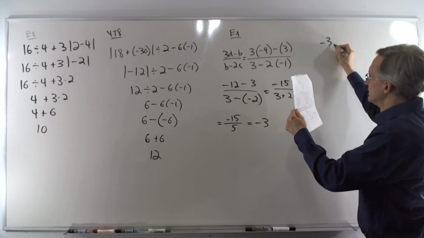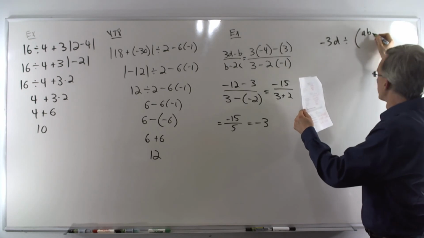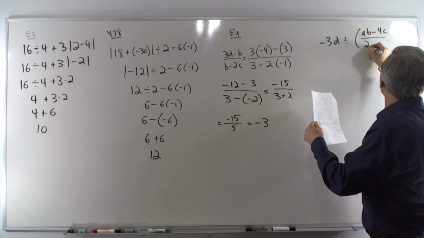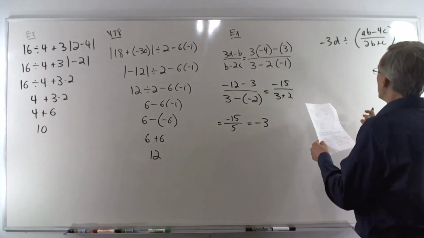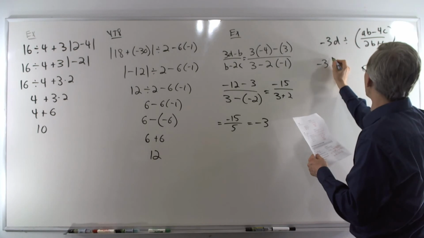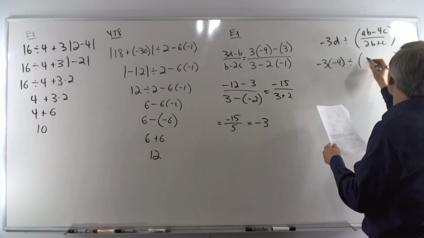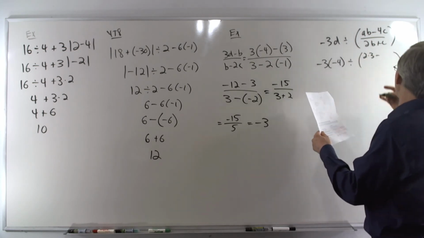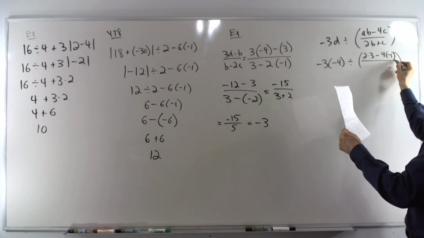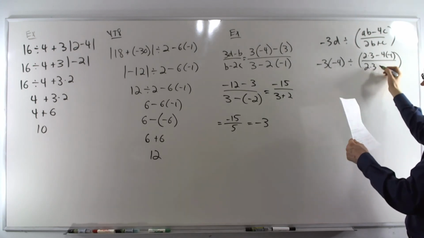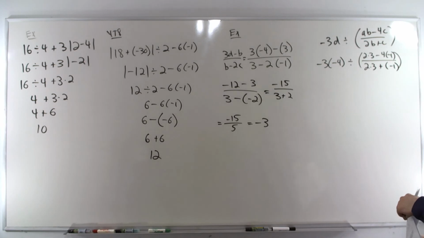So we got negative 3d divided by ab minus 4c over 2b plus c. All right, let's plug in our values now. So we got negative 3 times d, d is negative 4. So negative 3 times negative 4 divided by, and now we do a times b, so that's 2 times 3. They're positive, I don't bother putting in parentheses there. And then we got minus 4 times c is negative 1. And we got 2 times b, so 2 times 3, plus negative 1 for c. Okay, so there's our expression with all the values plugged in.